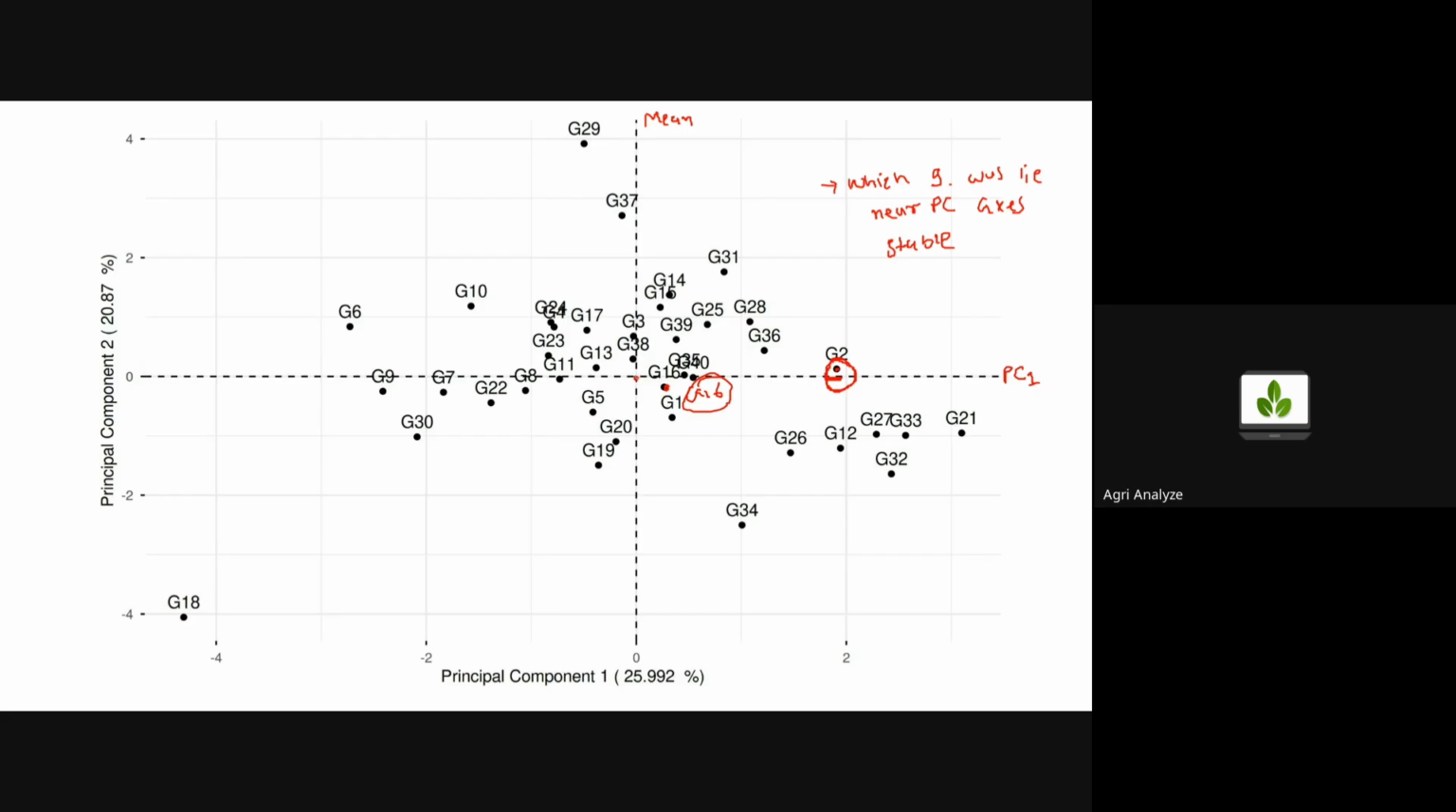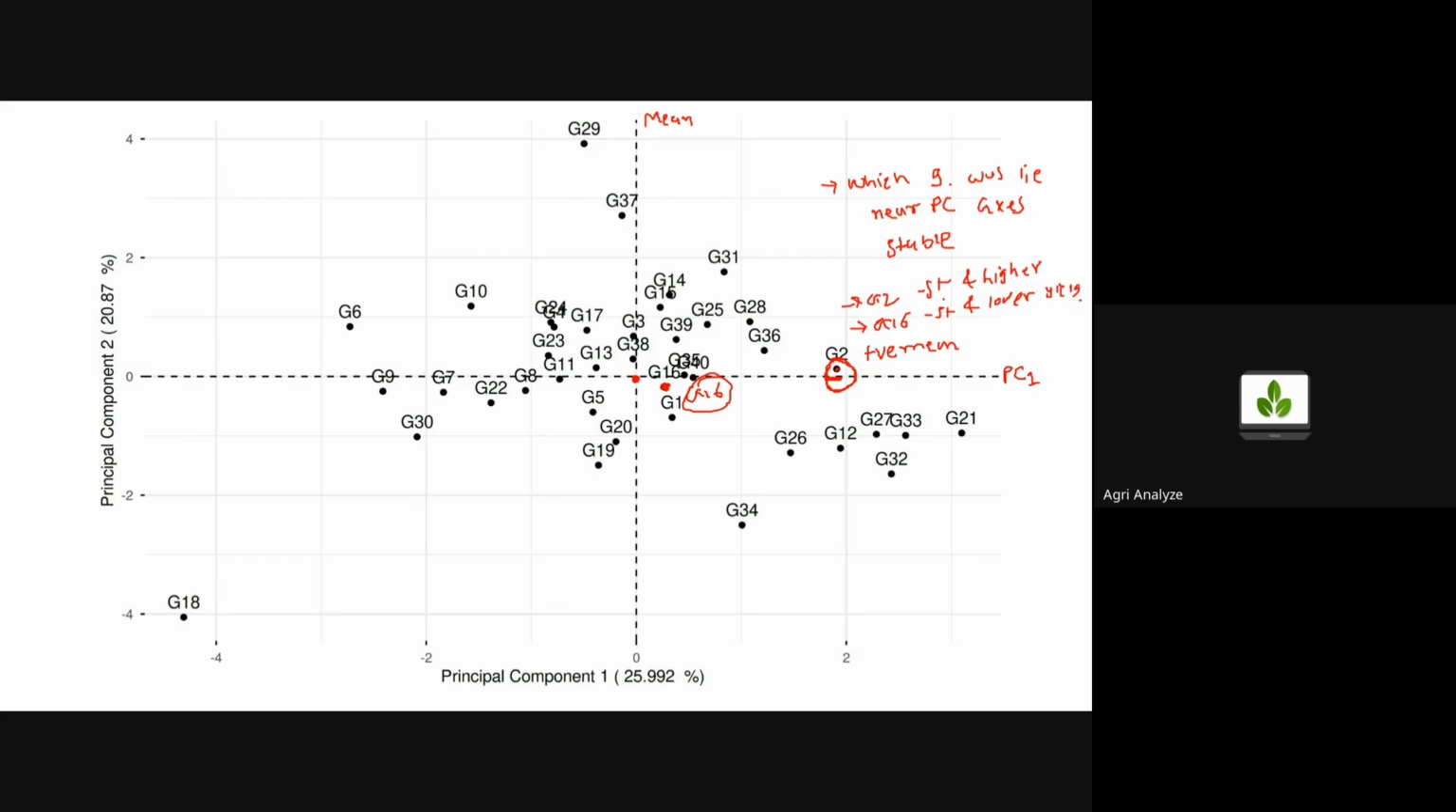This is the mean yield. So G2 has the positive mean yield. It means genotype 2 is stable and also a higher yielder. But genotype 16, here, it is stable but a lower yielder.